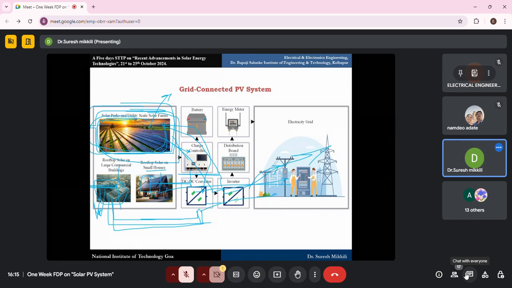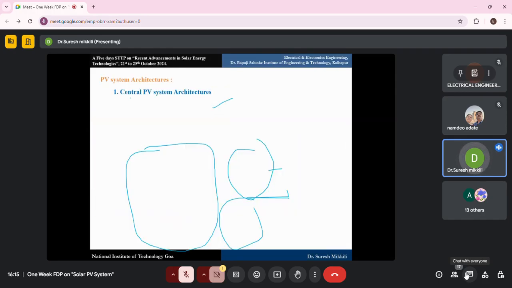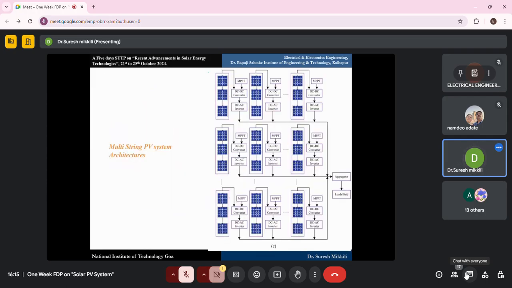Now in the string integrated converters, one entire row or one entire column will be provided with one converter. Now in the multi-string converters, in that row, some modules will be connected with one converter, and other modules will be connected with other converters. Group-wise, based on the ratings, some group of modules together will be connected to one converter and inverter topology, other groups in that line to another converter and inverter topology, and so on.